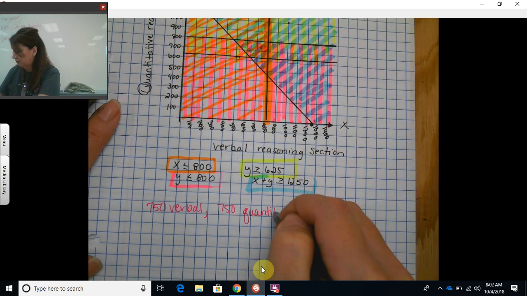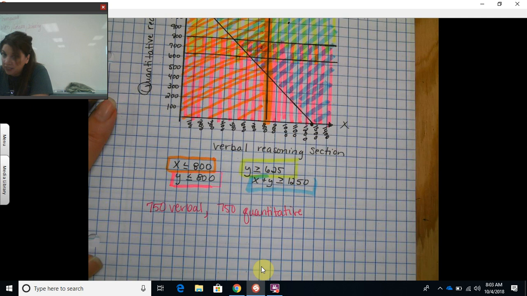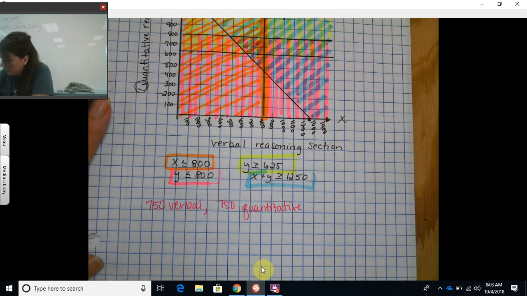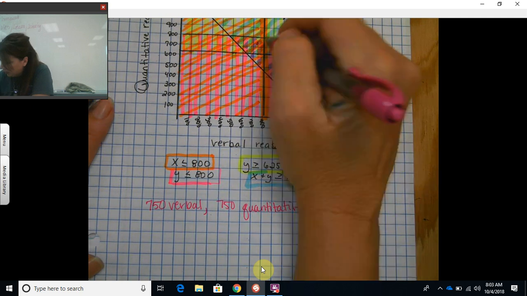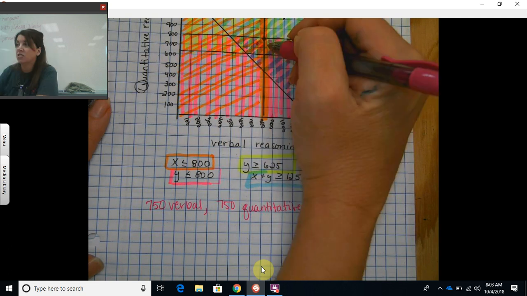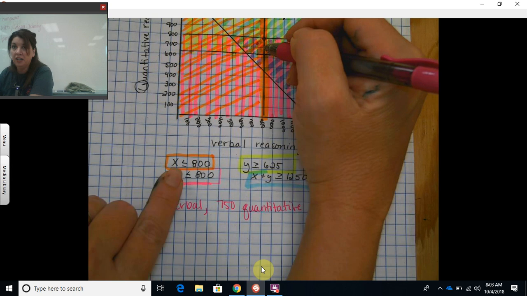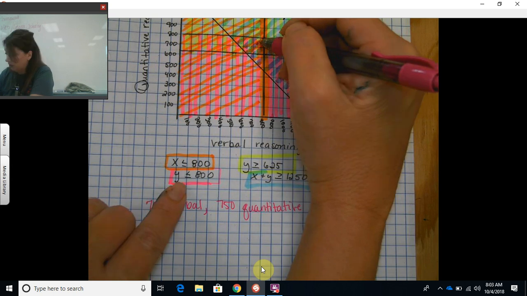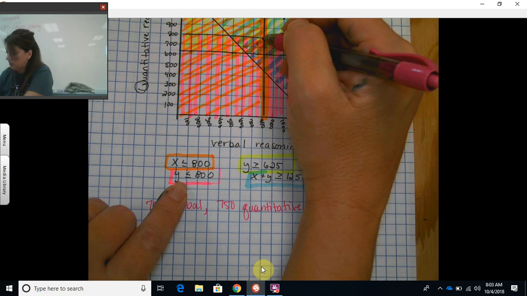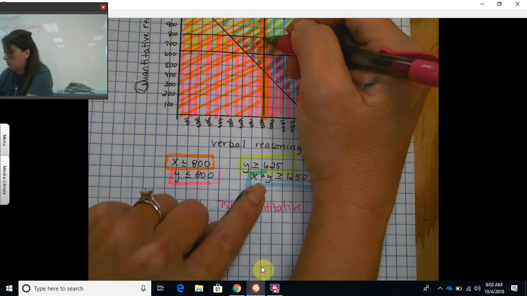Is that the only score you could get? 800, 800? It lies on the solid lines, so it should make both of them true. Is 800 less than or equal to 800? True statement. 800 less than or equal to 800 on the y-axis? True statement. 800 on the y-axis greater than or equal to 625? Yes. 800 plus 800 greater than or equal to 1,250? Yes.